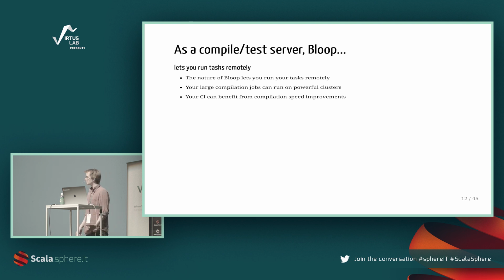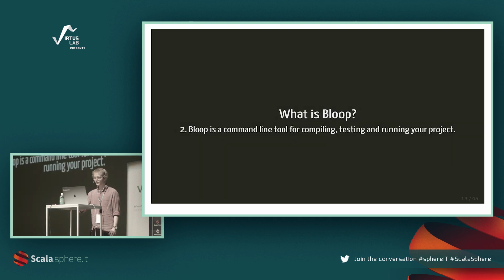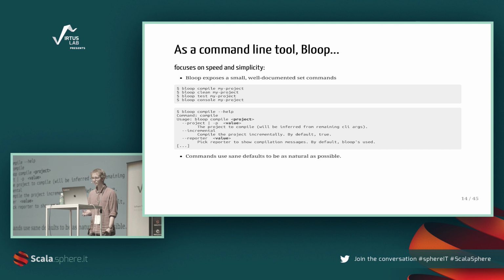So you can really leverage all the server infrastructure of Bloop to be able to gain seconds and minutes where it matters. For instance, on CI, if all of your compilation runs on CI are 30% faster, I think that's a great improvement. So the second aspect of Bloop is that it's a command line tool that can be used for compiling, testing, and running your project. So that's how you would use Bloop directly in your console.